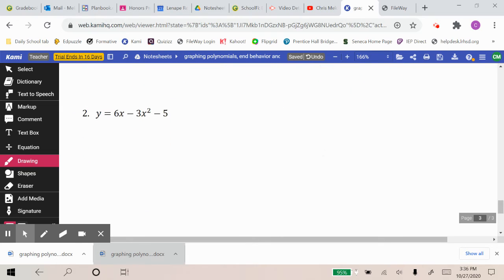Now number two, if you look at it, they try to trick you because they switch. They don't have the leading coefficient written first. The leading coefficient is -3. So let's just switch this around so I have it in standard form. So this is -3x squared plus 6x minus 5.